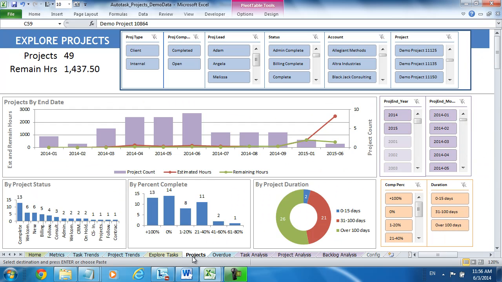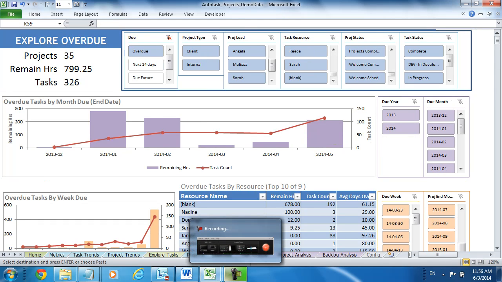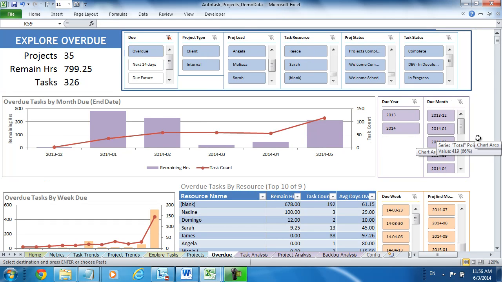The last Explorer screen that we provide is a look at overdue information. One of the things that you'll see here is that there's one filter that's always set up here, and it's defaulting to overdue, just so that it shows you overdue tasks. You could actually change it to say I wanted to look at tasks that are due in the next 14 days or due beyond 14 days.